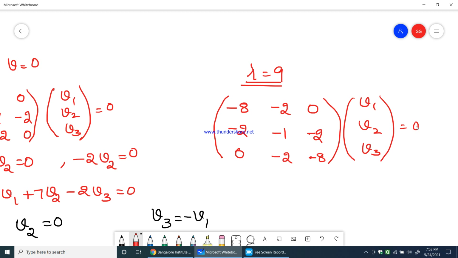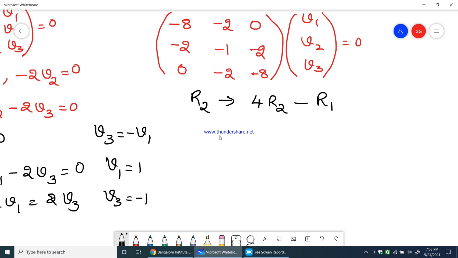So now you can do row operations for the second row. So what will I do? I'll take row 2 to be equal to 4 times row 2 minus row 1. So I'll just replace row 2 with 4 times row 2 minus row 1. So what will I get?